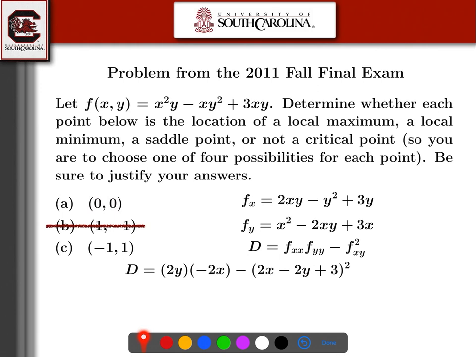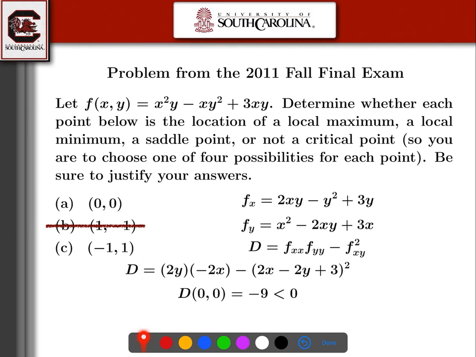Now we want to know what happens to d at each of these points. So we're going to plug them in. If I plug in 0, 0, I'm going to get 0, 0. I'm just going to have minus 9 here, minus 3 squared. So we're going to have d is minus 9, and that's less than 0. So that means we're going to have a saddle point at 0, 0.